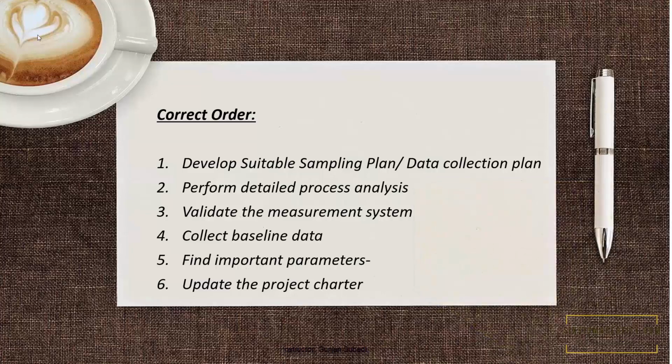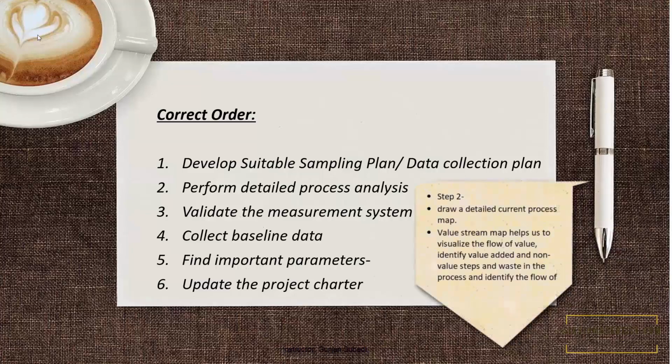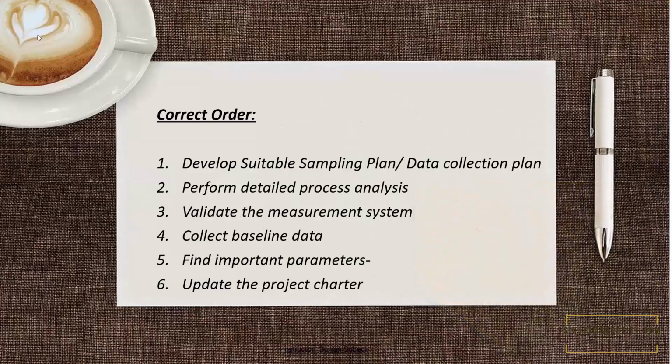The second step is to perform detailed process analysis. We draw a detailed current process map. Here, value stream map could be useful in this case. Value stream map helps us to visualize the flow of value, identify value added and non-value added steps, and different forms of the waste in the process, and identify the flow of material and the flow of information.